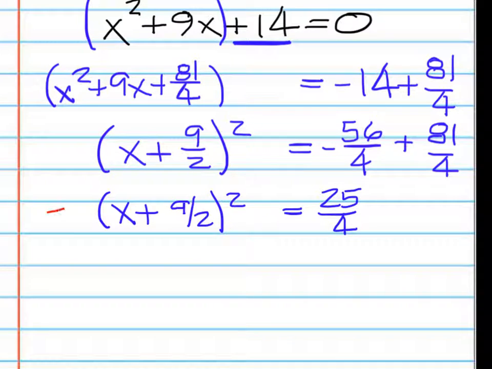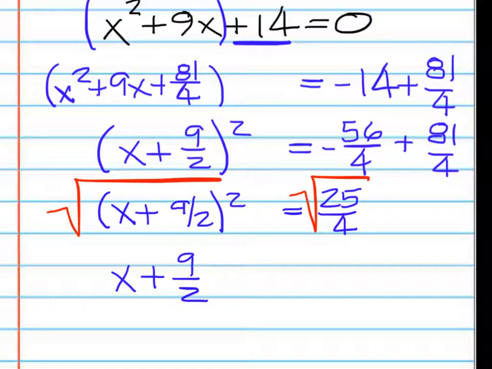Square root. So I need the square root of this, square root of that. On the left, I'm left with x plus 9 over 2. On the right, when I find the square root of a fraction, and the top and the bottom are both perfect squares, such as 25 and 4, then I find the square root of the top, square root of the bottom. And remember, it will be plus or minus.